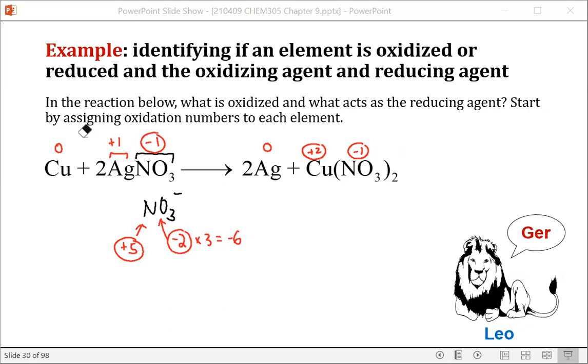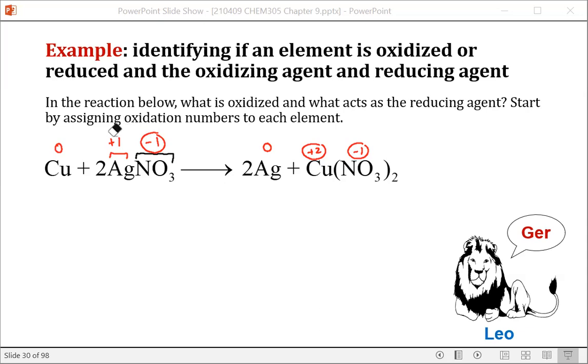So now we can check. Copper went from 0 to +2. So we know this is a redox reaction because the oxidation numbers changed. Silver went from +1 to 0. Nitrate stayed -1 and -1. So now to figure out what was oxidized and what was reduced, whatever element gained electrons is going to have an oxidation number that becomes more negative because it's gaining negative charge. Gain of electrons is reduction.